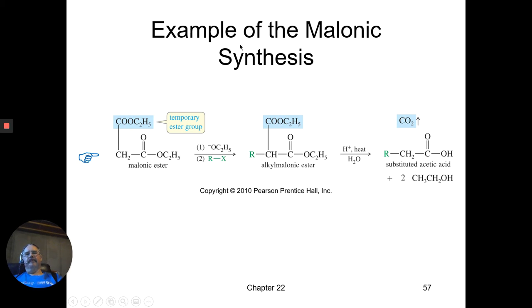All right, so here we have some examples of malonic synthesis. This area shaded in blue, the other ester group, serves as a temporary ester group. Okay, so we can very rapidly deprotonate and do an SN2 substitution at this position. We add the R group, and then upon hydrolysis and heating, we lose carbon dioxide.